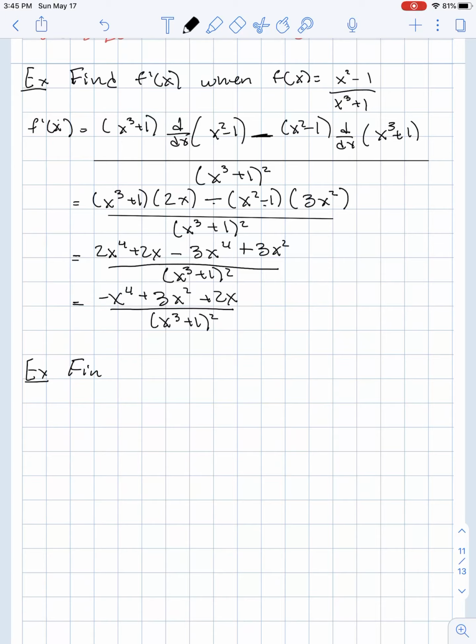Okay, so our second example, we're going to find y prime when y equals e to the negative x.